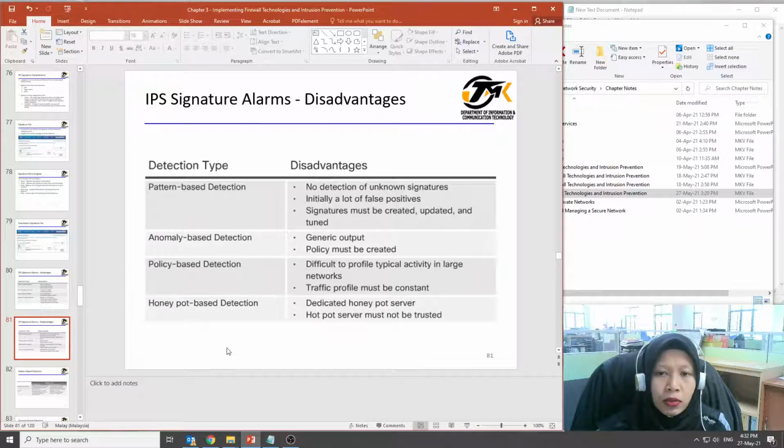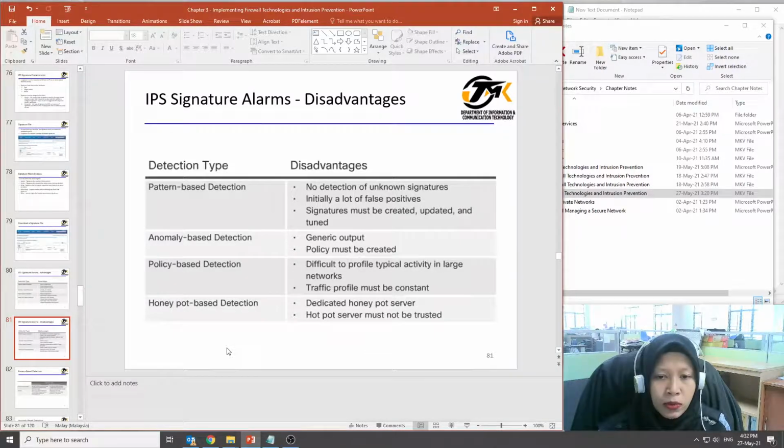For the pattern based, there is no detection of unknown signatures. If there is a zero-day exploit attack and the signature has not been updated, the sensor cannot detect the attack. Why? Because it's not updated yet. Then they have false positives. So the signature must be updated and tuned. Okay, this is very important. It needs to be updated.